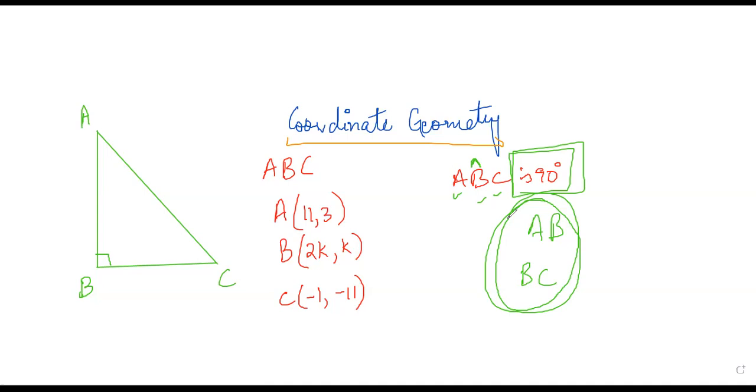Whenever you hear things like collinear or perpendicular, you're actually referring to the gradient relationship. So the gradient of AB times the gradient of BC, m1 times m2, equals minus 1. Find the gradient of AB, find the gradient of BC, and put their product equal to minus 1. Okay, one minute, let me do that quickly.